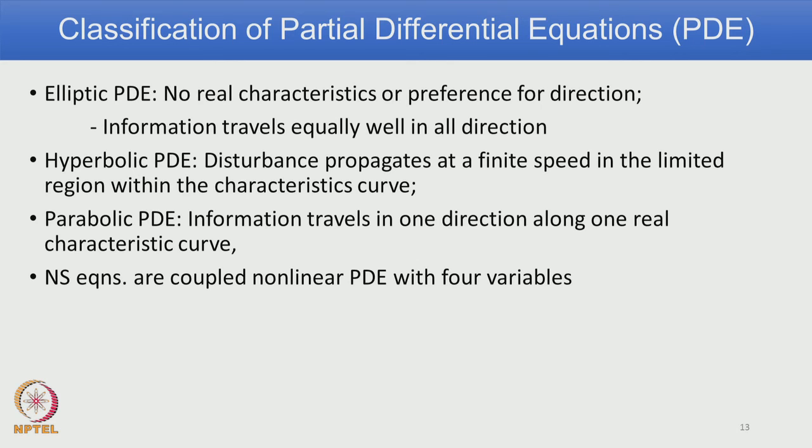Now, having defined the classification elliptic, parabolic and hyperbolic, one tends to ask the question: what about the Navier-Stokes equation itself? The complete Navier-Stokes equation, that is the unsteady term, convection term, 3-dimensional, along with the pressure term on the right hand side, does not fall under any one such category specifically. They are coupled nonlinear PDEs, and as we have seen before, with 4 variables.